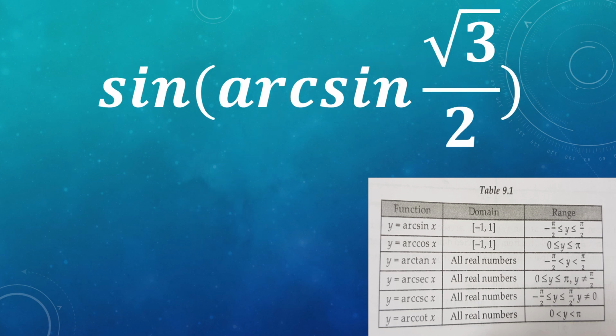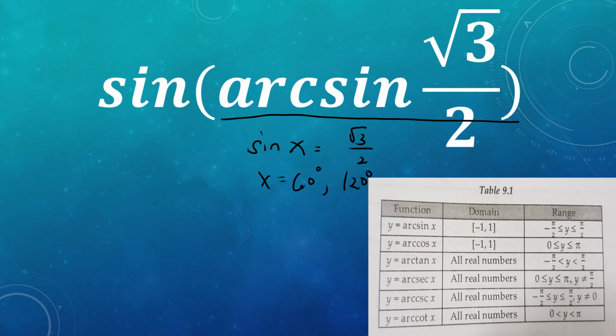Next, we have sine arcsine of square root of 3 over 2. Let's answer the innermost first. It will be sine x is equal to square root of 3 over 2. We think of the angle measure that will satisfy the given equation. The angle measures that satisfy the given equation are x is equal to 60 degrees and 120 degrees.